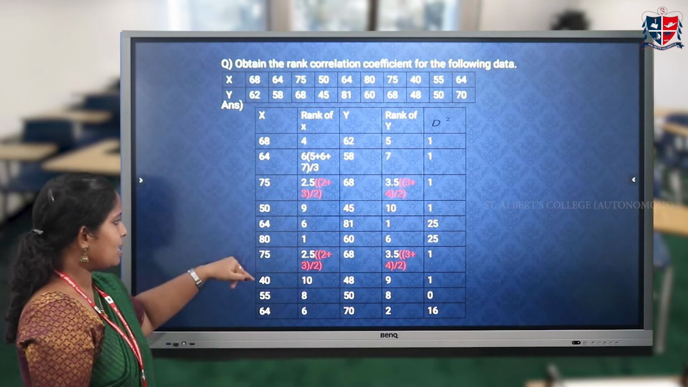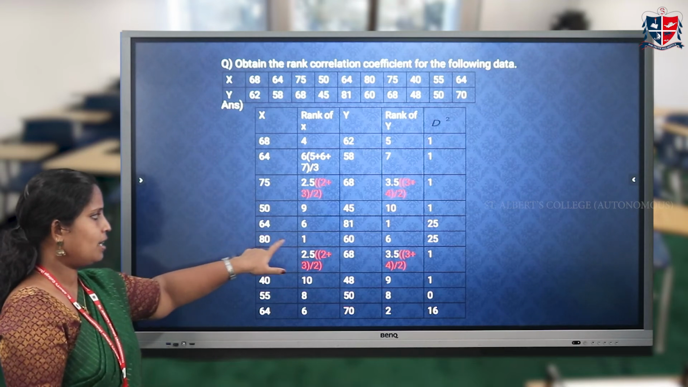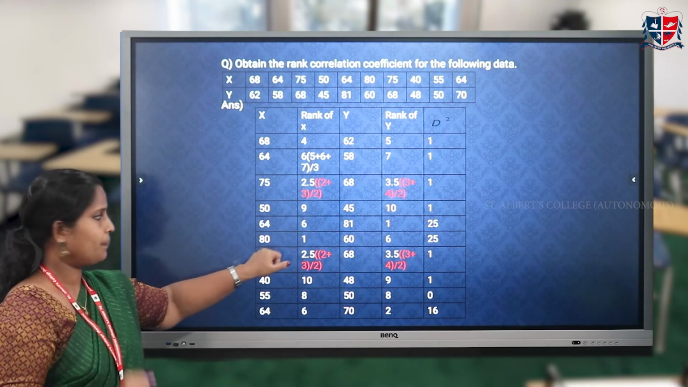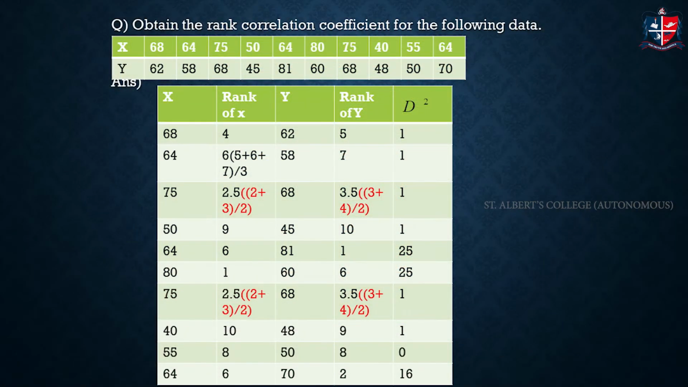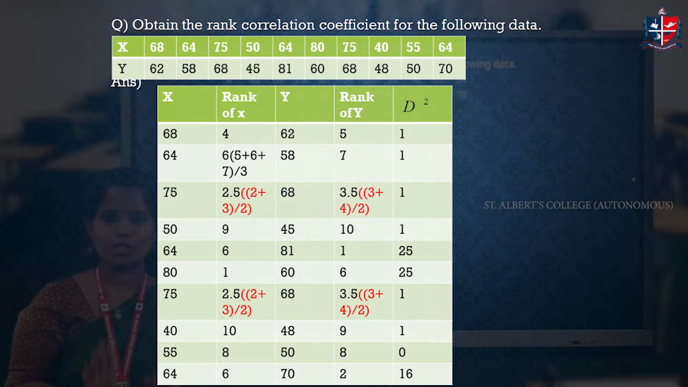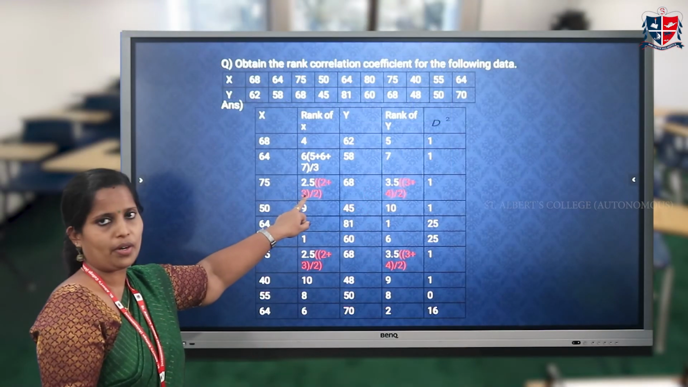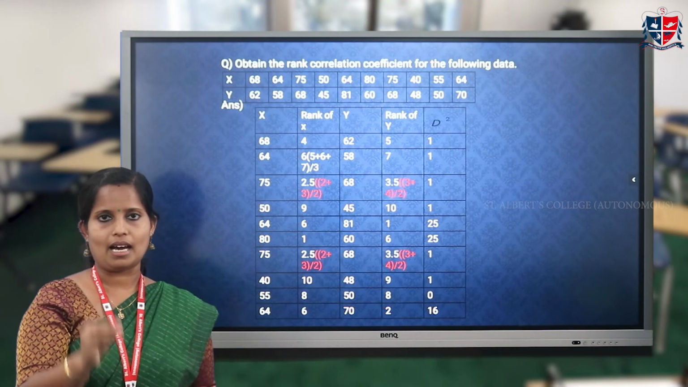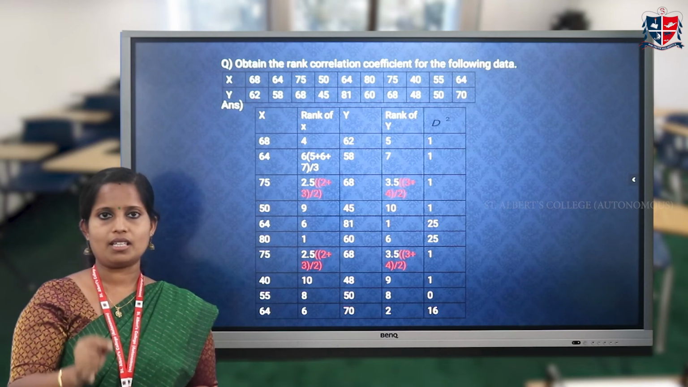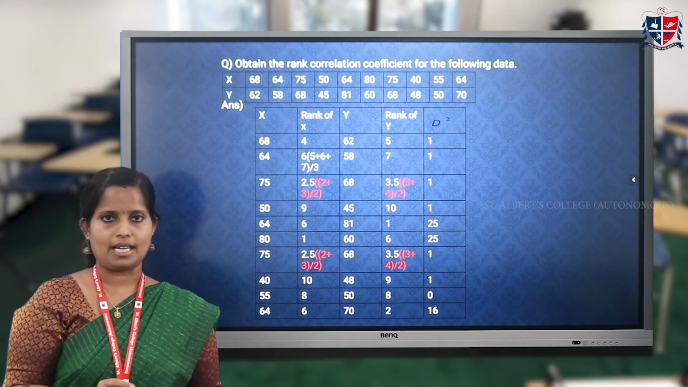Look at the data. Here the highest value is 80, so I give it rank 1. Then the next highest is 75, and here we have two 75s. So we have to take the average of the ranks. The next rank would be 2 and the other next rank would be 3. So take the average, 2 plus 3 by 2. The average will be 2.5. So we have to assign the average of the ranks if there is a tie or repetition in data.